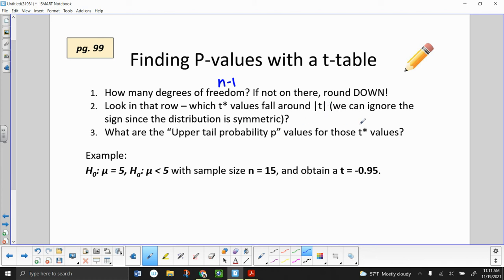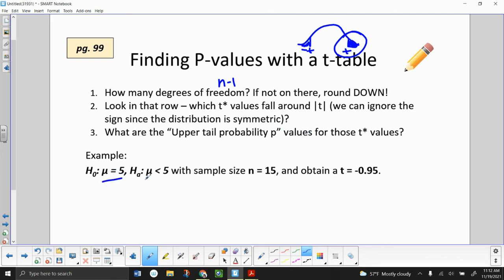So we can ignore the sign since our distribution is symmetric, right? Generally, negative t values are here, positive t values are here, but these areas are symmetric, and our t-table actually only gives us the upper tail probability. So it's kind of the opposite of our z-table, but we can basically just ignore the sign, look at the absolute value of t. So once we find those values, we look at the upper tail probability for those t star values. So let me just look at an example.